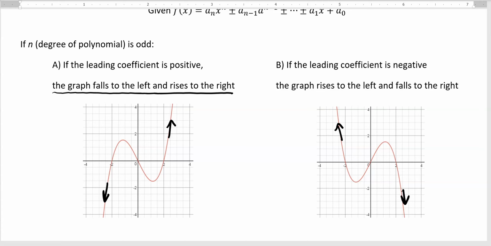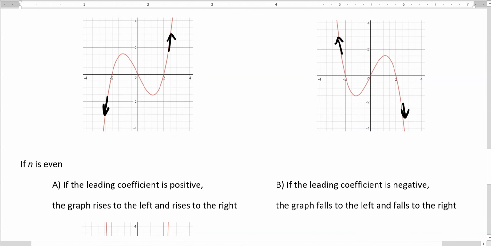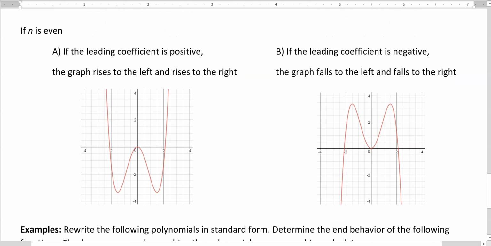Again, we don't care about what happens in the middle. None of that matters to us. We just care about, as I go all the way to the left, is the graph going up or down? As I go all the way to the right, is the graph going up or down? So notice if it's odd, they're going in opposite directions. So an odd degree polynomial is going to go in opposite directions. That's not the same case for an even degree polynomial.